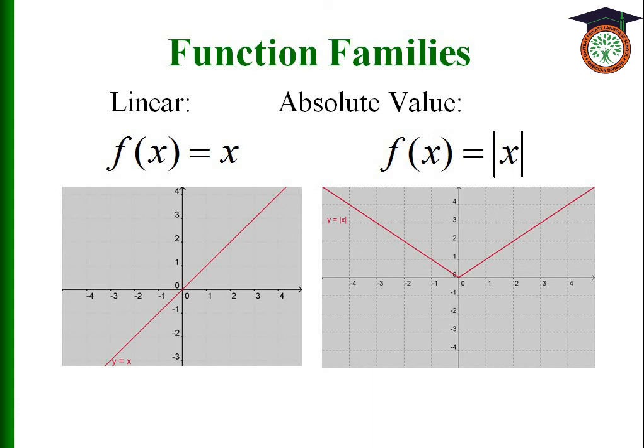I want you to remember that we have function families. We talked before about the linear function. Here we have the greatest power equal to 1, so its graph will be a straight line. It's called a linear function. If you have an absolute value in the function, as we see here, its graph takes the shape of a V.